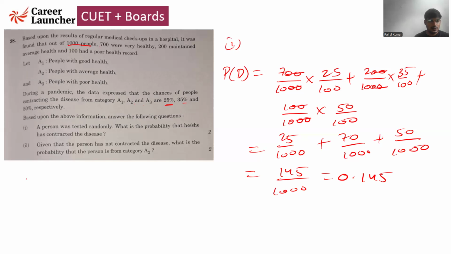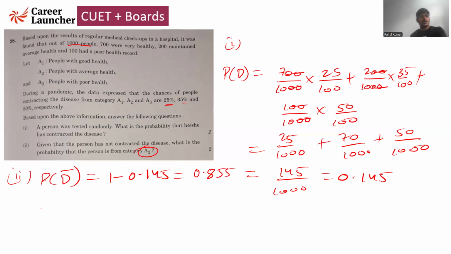Now we have the second part. Given that the person has not contracted the disease, what is the probability that the person is from category A2? So the probability that he does not have the disease is 1 minus 0.145. It will be 0.855. Now you need to find the probability that it is from A2 when you know that it is not from the disease part.